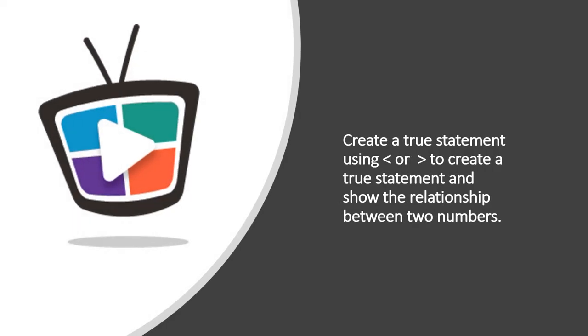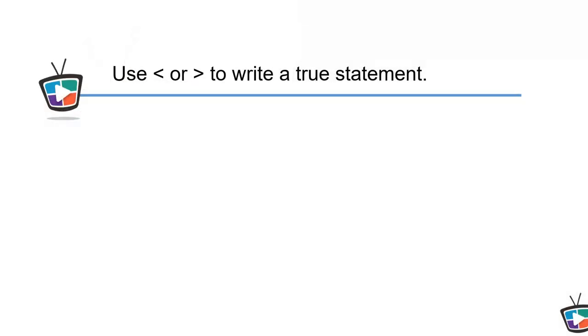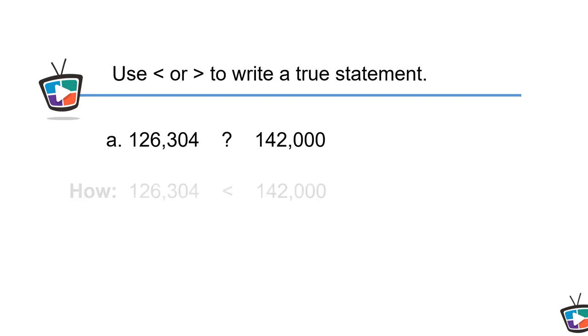We're going to create true statements using less than or greater than to show the relationship between two numbers. Here are our two numbers, 126,304 and 142,000. Just by looking at this, we all probably recognize what is the bigger number. And in order to have a relationship that gives us a true statement, we would use the less than symbol.